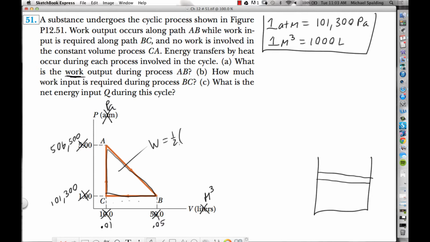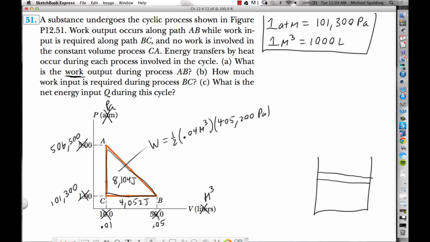We're going to go 1/2 base. The base is 0.04 cubic meters. The height is, you subtract these two. So that's going to be 405,200 pascals. So the area of the triangle comes out as 8,104 joules. And then find the area of this rectangle, which comes out as 4,052, right? So you go 0.04 times 101,300, okay?